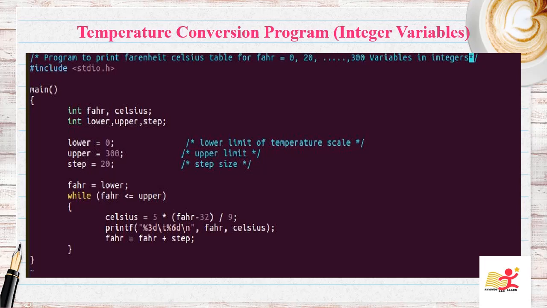Then again the condition is retested, and if true, the body is executed again. And whenever the test becomes false, whenever fahr exceeds or is greater than upper, the loop ends and execution continues at the statement after the loop. There are no further statements in the program, so in this case it terminates. And the body of the while loop might contain a single statement also. If there is only one statement, there is no need of the braces.